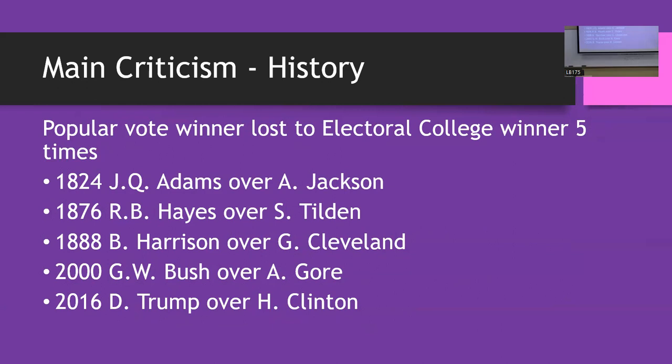The Rutherford B. Hayes over Tilden election in 1876. The Benjamin Harrison over Grover Cleveland in 1888. The 2000 election, George W. Bush beat Al Gore. And in 2016, Donald Trump beat Hillary Clinton. All of those are examples of times where the person who got the electoral college win actually lost the popular vote, the so-called popular vote. Okay, so it's happened 5 times in history.